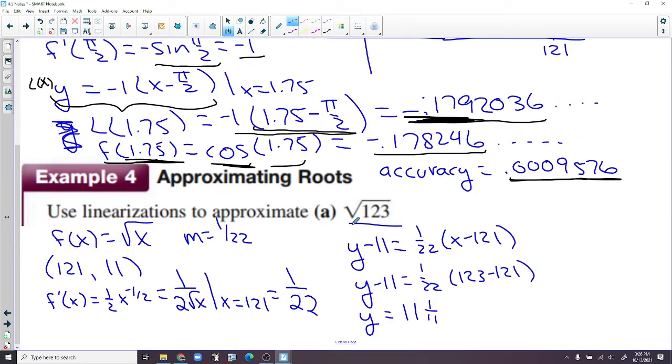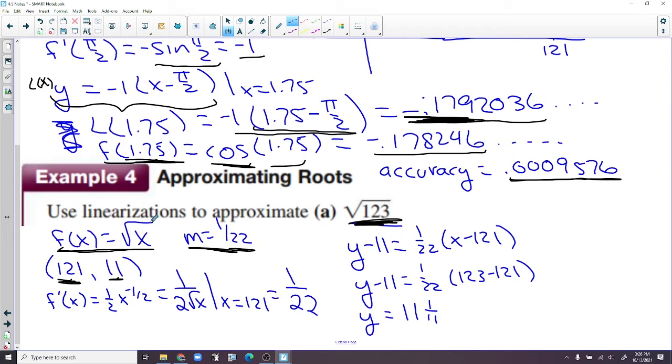Approximating roots. So we're going to approximate the square root of 123. So we're going to make the function the square root of x. You know, we're taking the square root of 123. Now a nice one that's really close to 123 is 121. And the square root of 121 is 11. Now we have to find the slope.